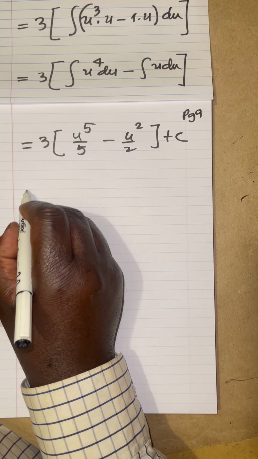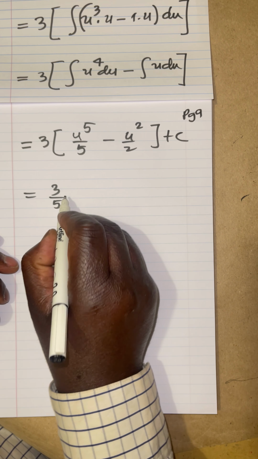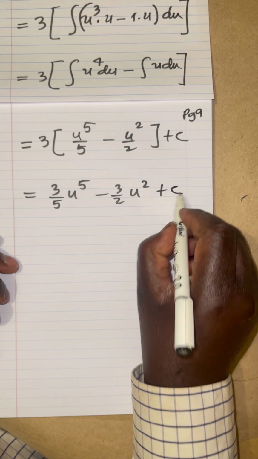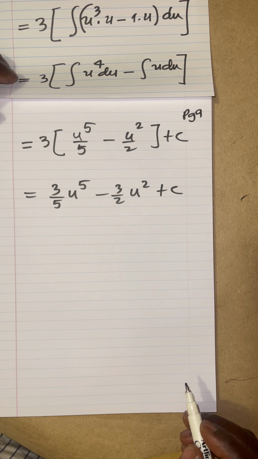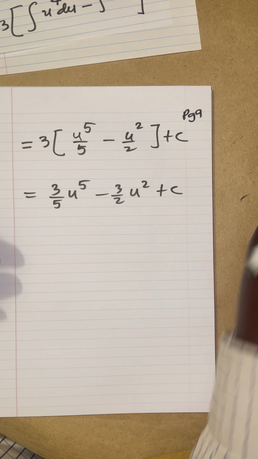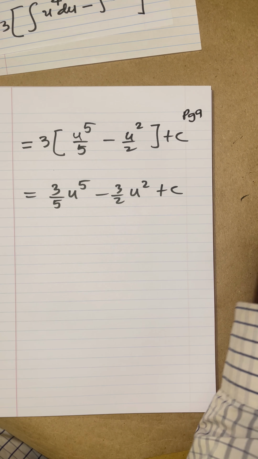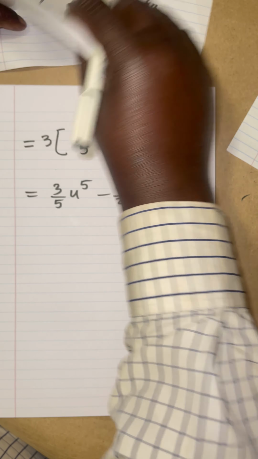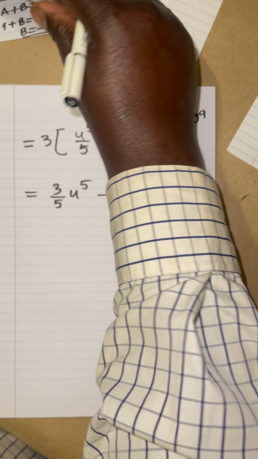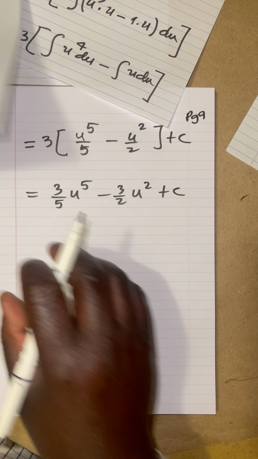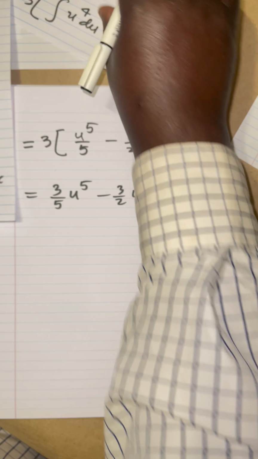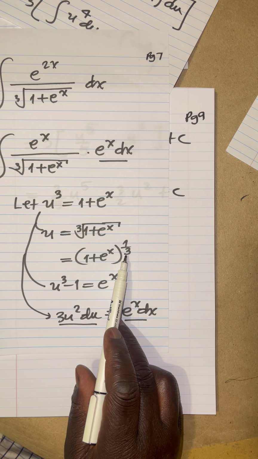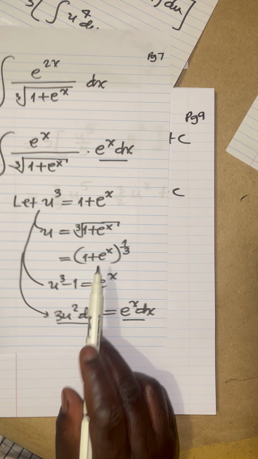Distribute the 3, you're going to have (3/5)u⁵ − (3/2)u² + c. Let's put in what we know. What is the expression for u? If I may find it on the other page, here we go, page 7, because this was page 8. Here's the expression for u. It's (1 + e^x)^(1/3). In other words, the cube root of that.